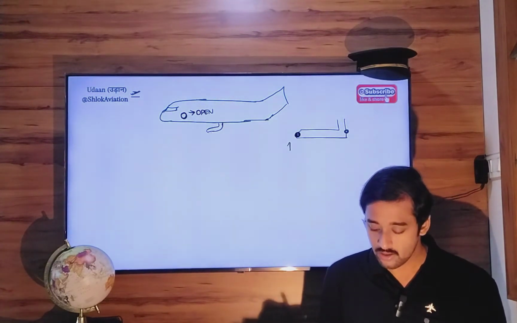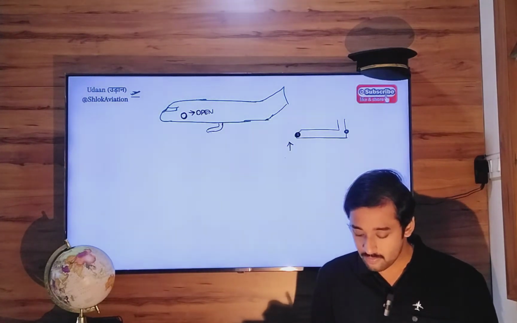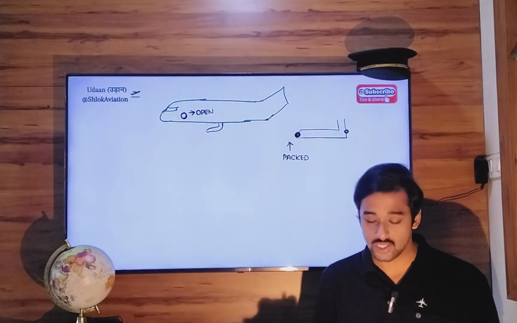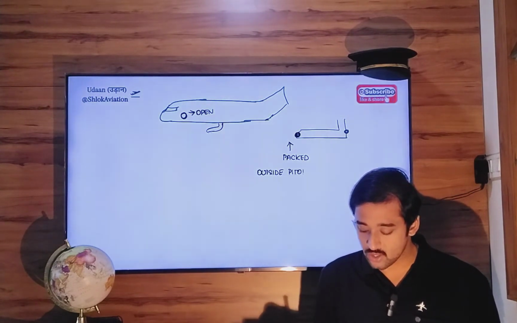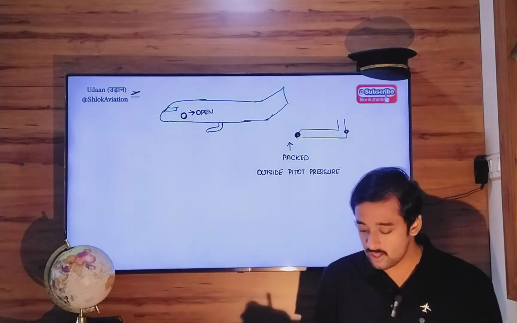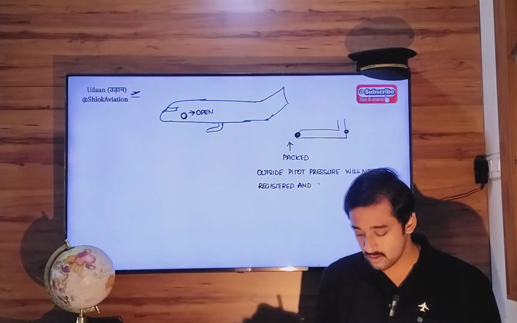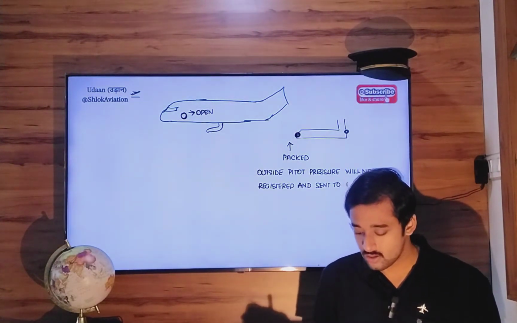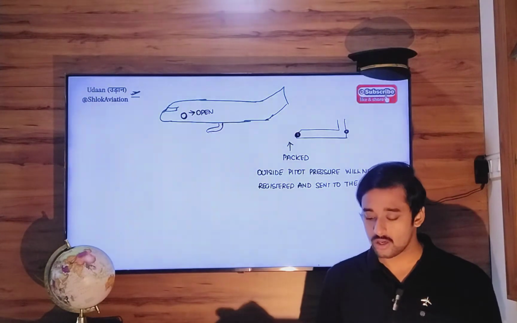Pitot tube, since its entry is blocked as well as the drain hole exit is blocked, it is packed, which means outside pitot pressure, which is a combination of dynamic pressure and static pressure, will not be registered and sent to the pitot tube.